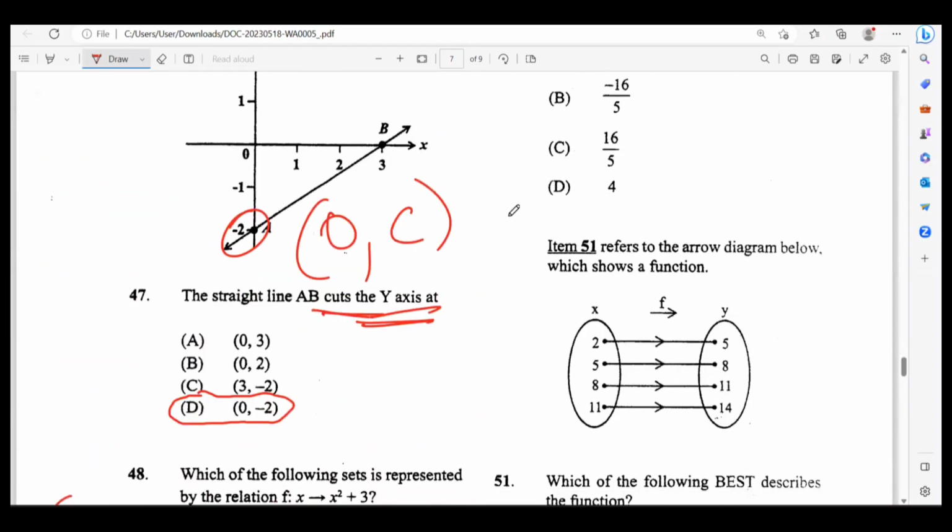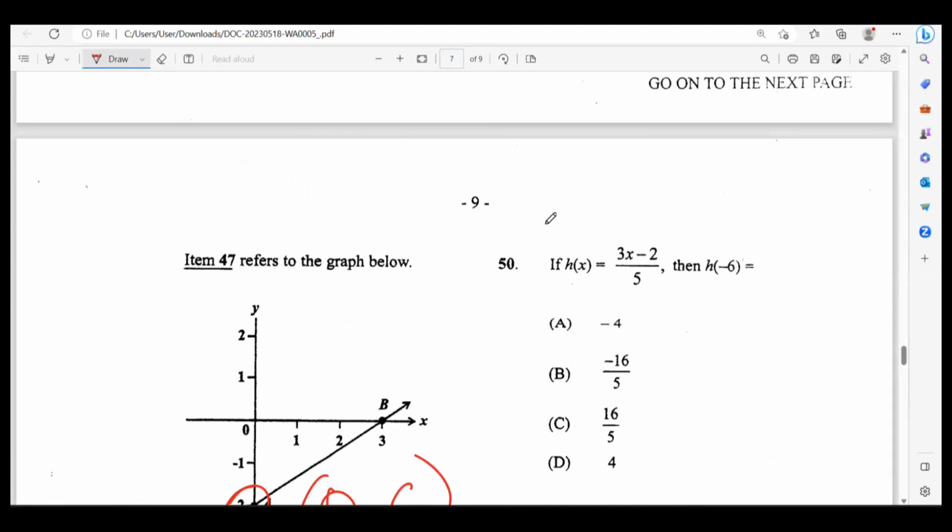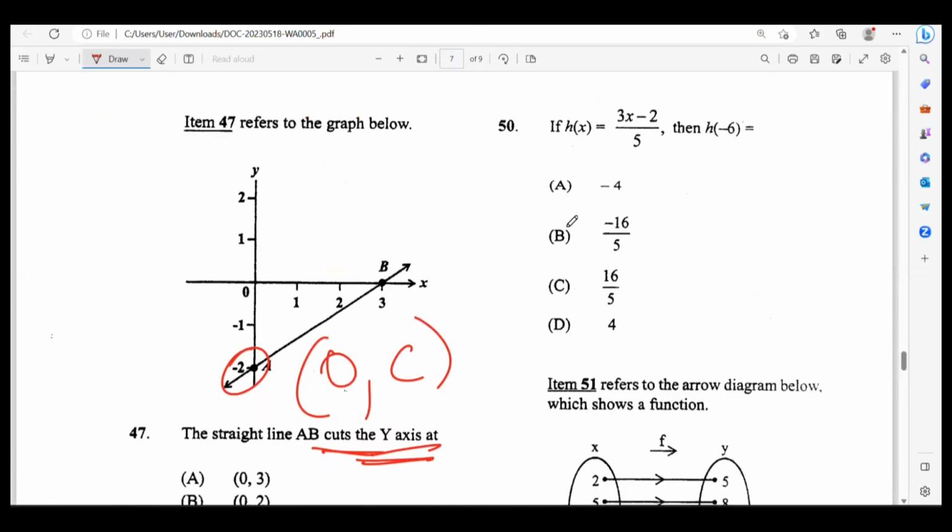Let's go to 50. 50 says here that we have h of x is equal to (3x minus 2) over 5. And they want to find h of -6, which means you're going to substitute -6 where the x is.